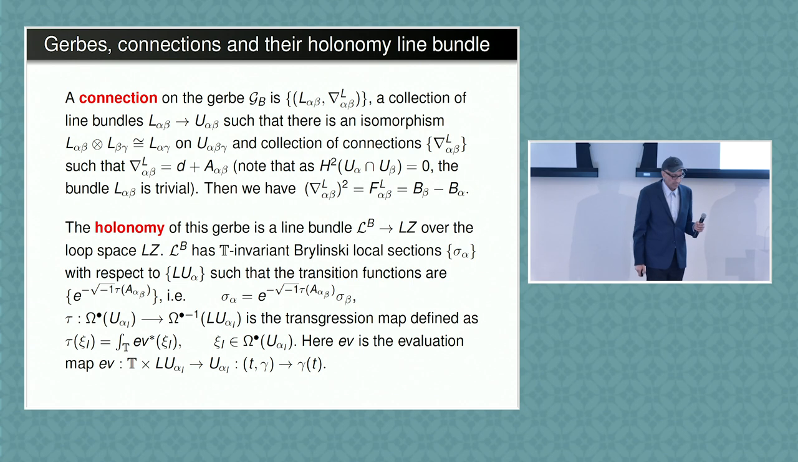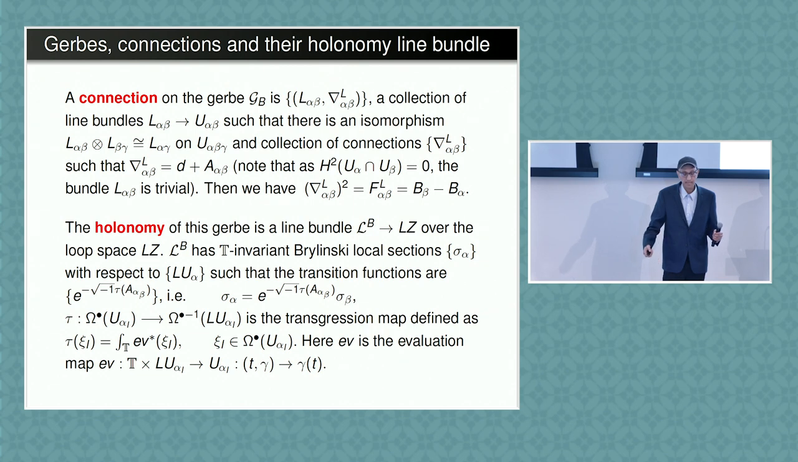So now, what I'm saying is we have a gerbe and we endow it with a choice of connection. And in this way, we get the holonomy of this gerbe with connection. This is a line bundle over LZ, the loop space. So LB has a bunch of S^1-invariant local sections, sigma alpha, with respect to this open cover, and the transition functions are e to the minus square root of minus 1 times tau of A alpha beta.